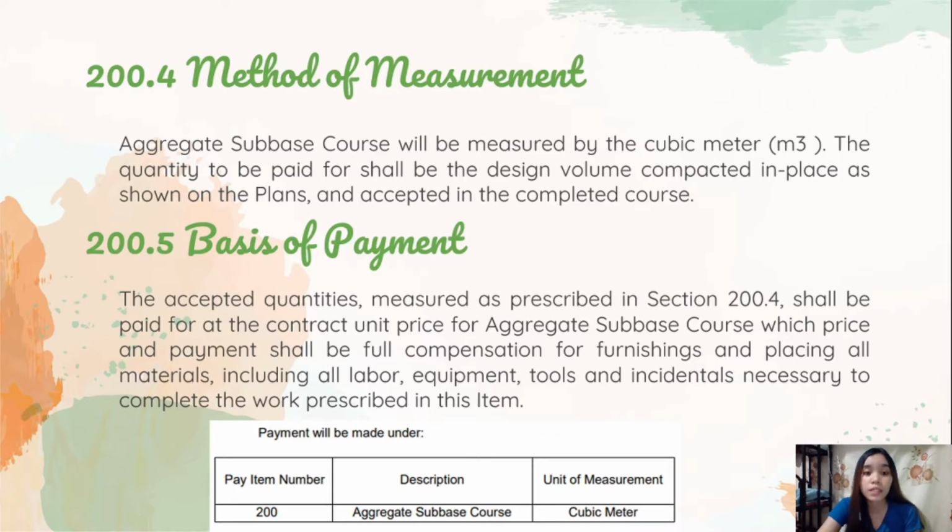The accepted quantities measured as prescribed in section 200.4 shall be paid for at the contract unit price for aggregate subbase course, which price and payment shall be full compensation for furnishing and placing all materials, including all labor, equipment, tools, and incidentals necessary to complete the work prescribed in this item. So, that is how the payment looks. Payment will be made under the pay item number, description, aggregate subbase course, and the unit of measurement, which is the cubic meter.